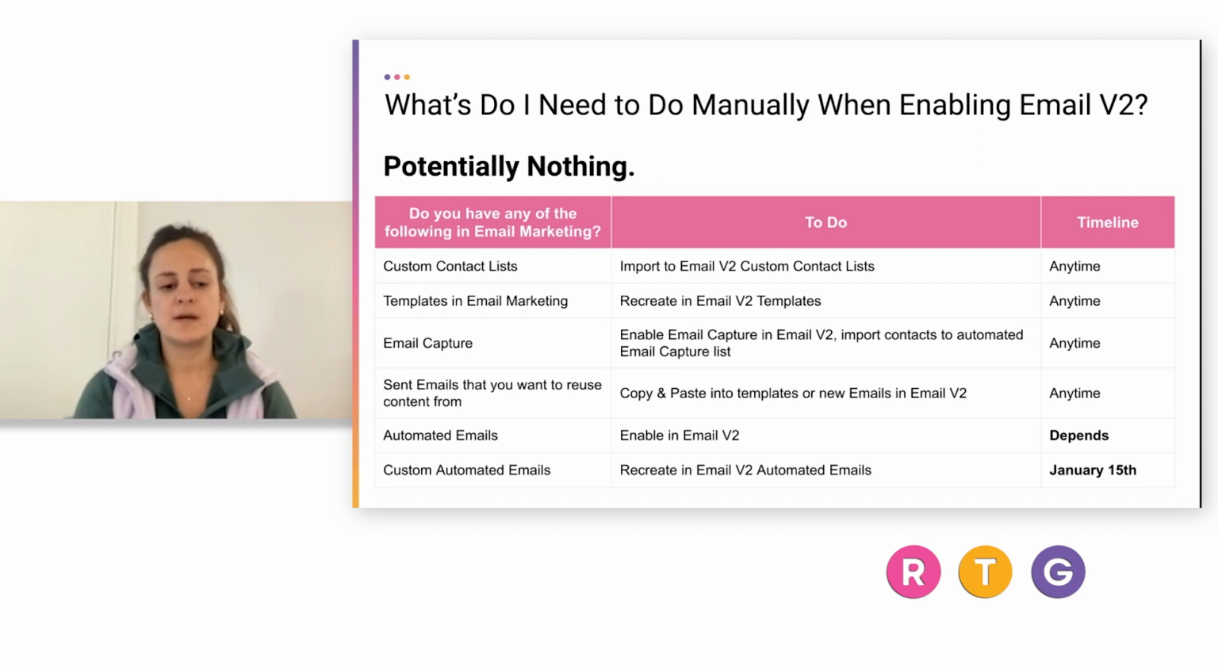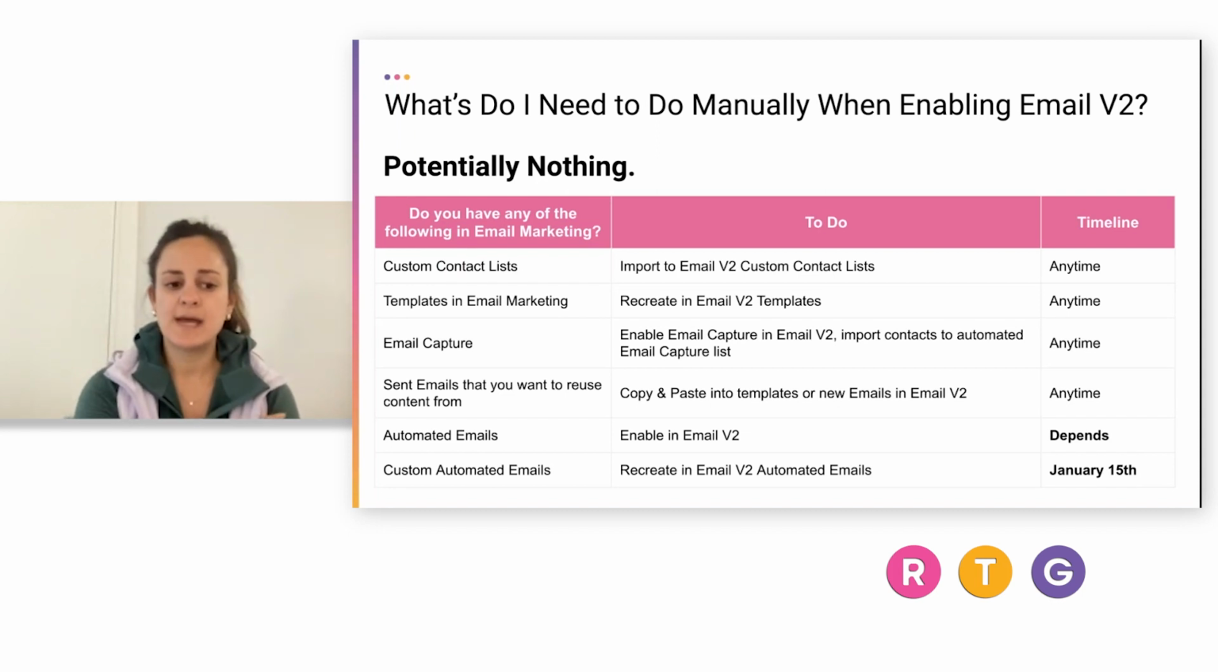In old email marketing, email capture was a custom list, so you're going to need to take that and import the contacts to your new automated email capture list. So when you enable it in email V2, it's automatically generating a list that's connected to email capture for you, and you can import additional contacts to that. Again, with that feature, you can do that anytime.